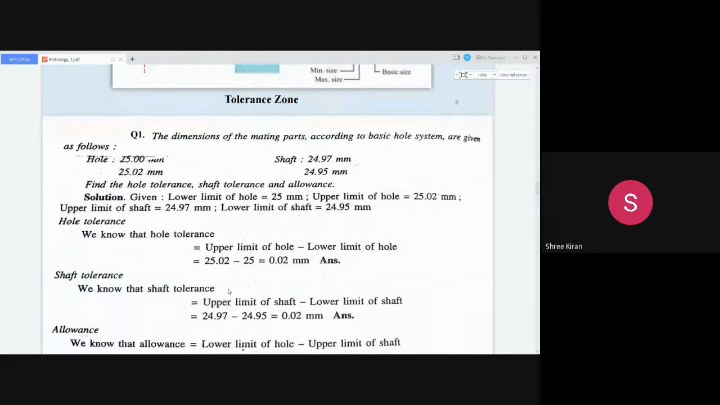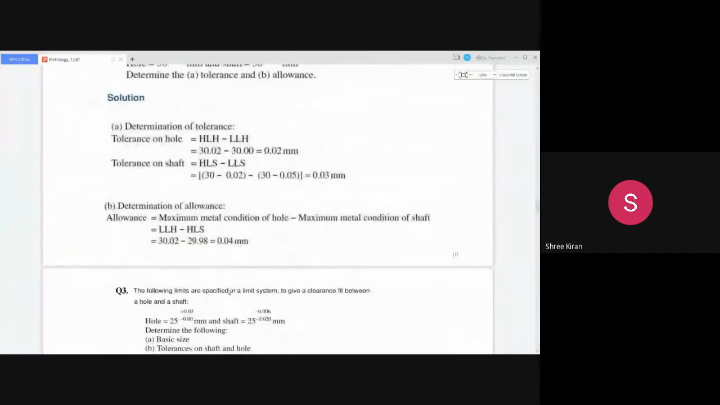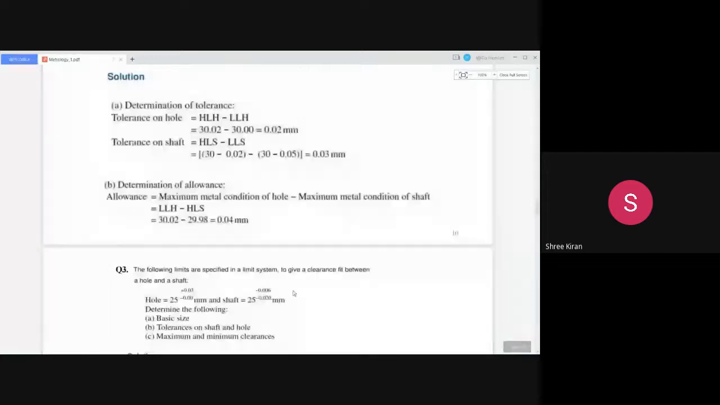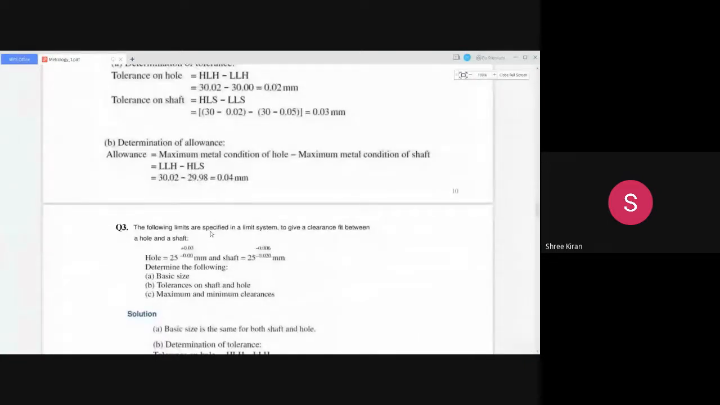Then we have the third problem. Here there is a small difference. We will be determining the basic size, the tolerance on shaft and hole, and the maximum and minimum clearances. The following limits are specified in a limit system to give a clearance fit between a hole and shaft.